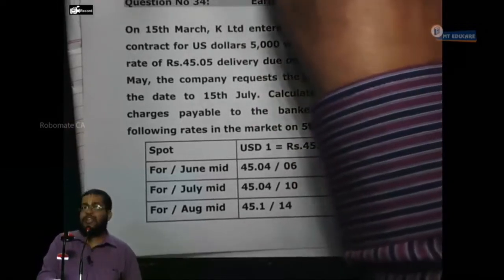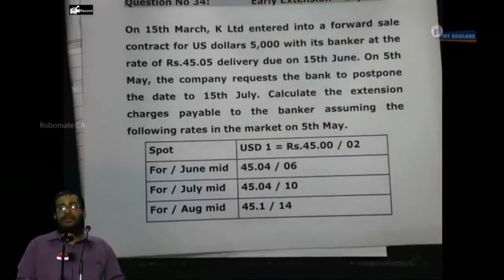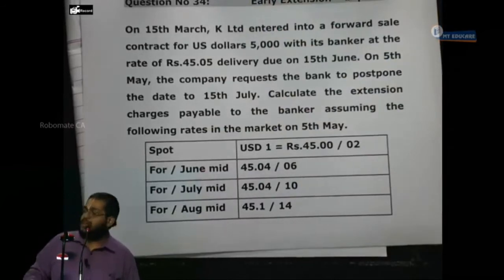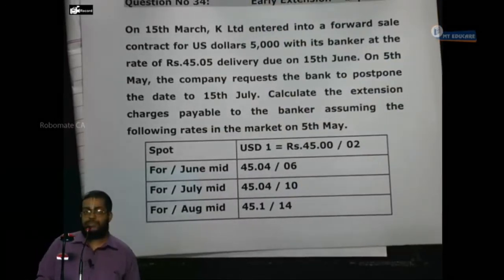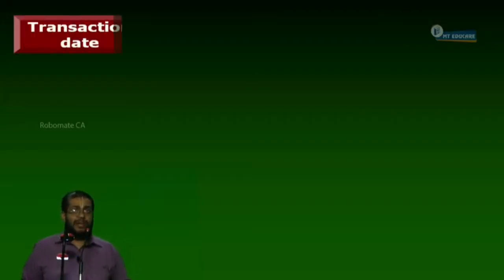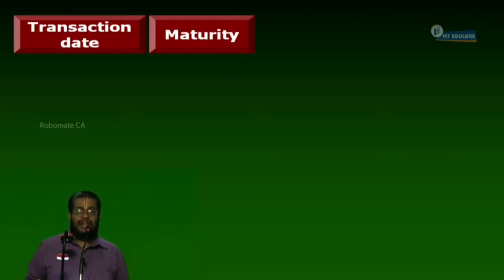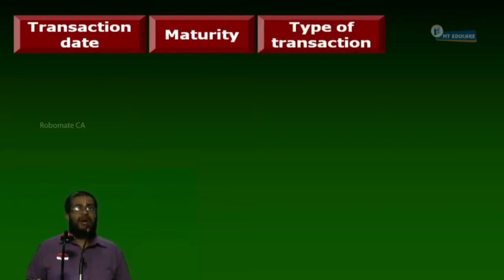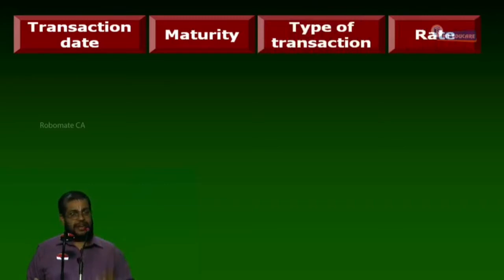Right, question number 34. Tell me the column headings. For the first column, transaction date, maturity date, type of transaction, and then rate.